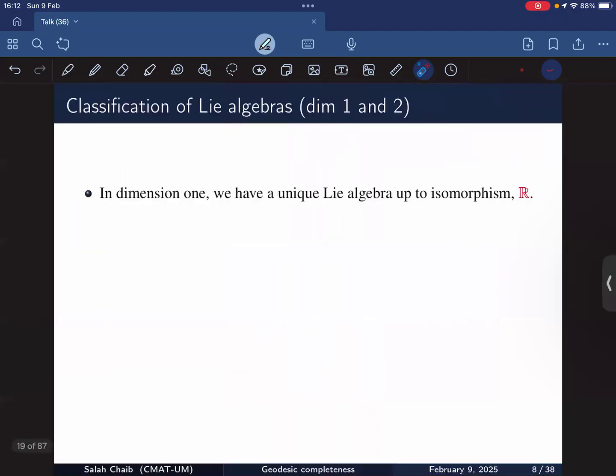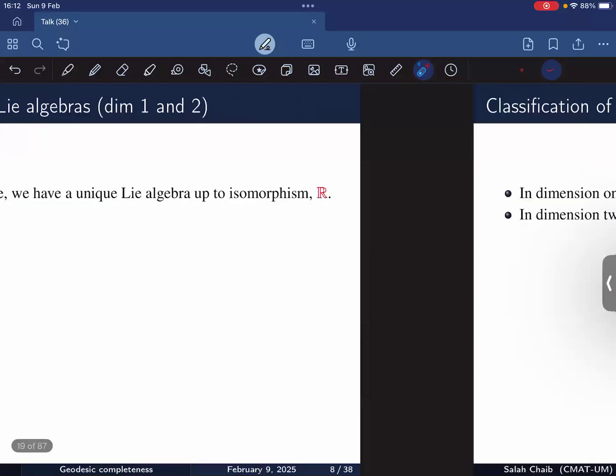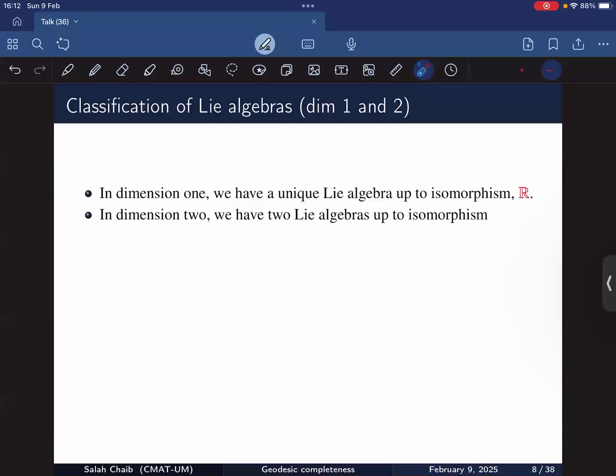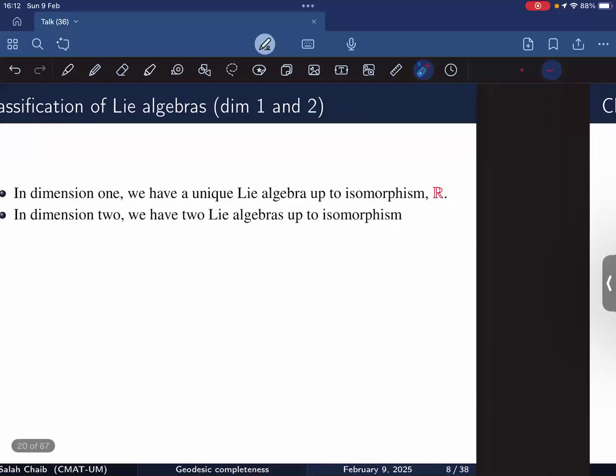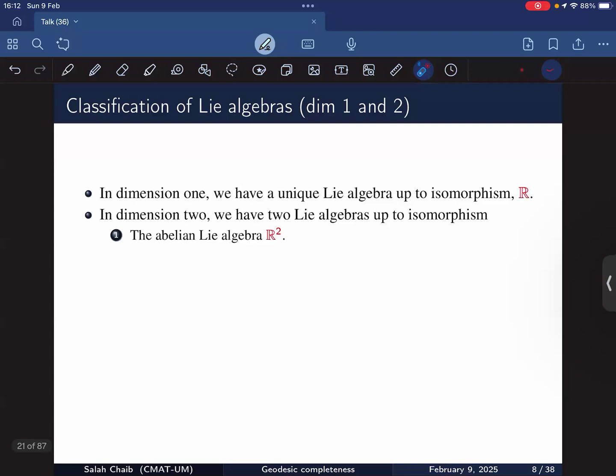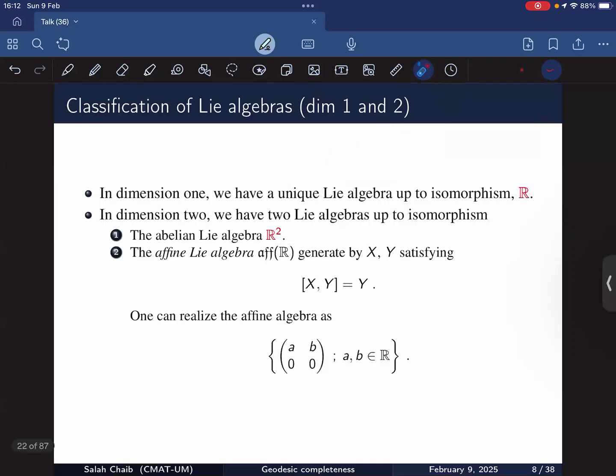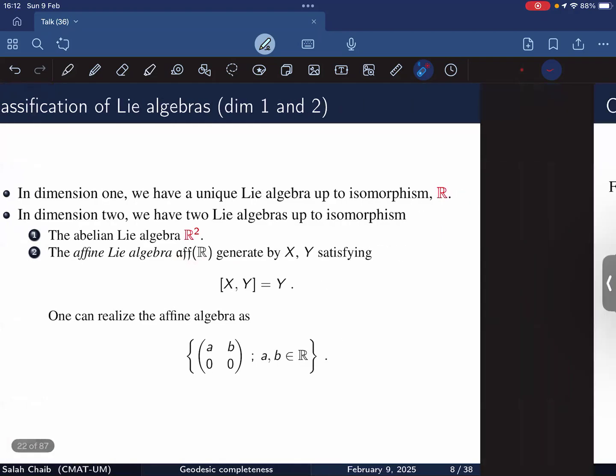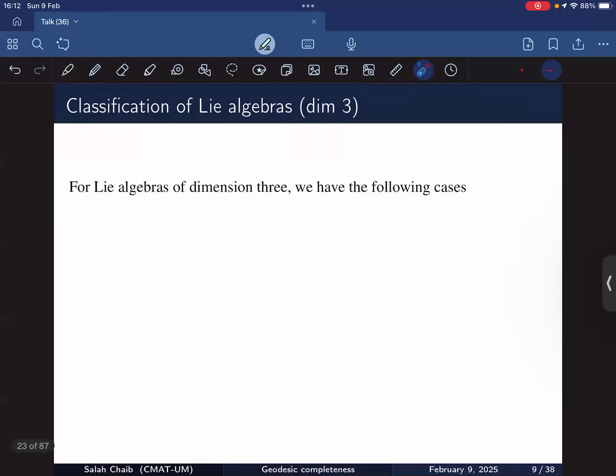So now we will go through the classification of Lie algebras in low dimension, and I will put in red the unimodular ones. In dimension 1, we have only R up to isomorphism. In dimension 2, it's either abelian or the affine algebra. The abelian one is unimodular, and the affine algebra is the Lie algebra associated to the affine group of R. So this is for dimension 1 and 2.